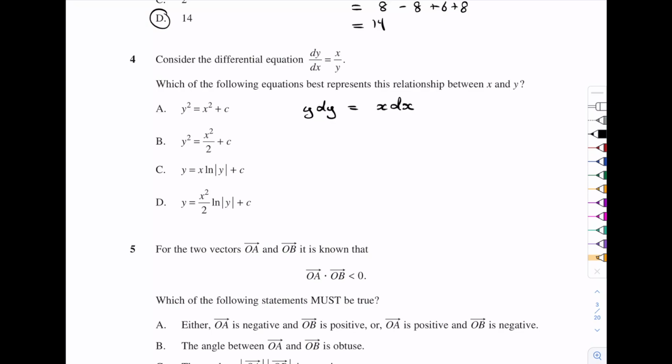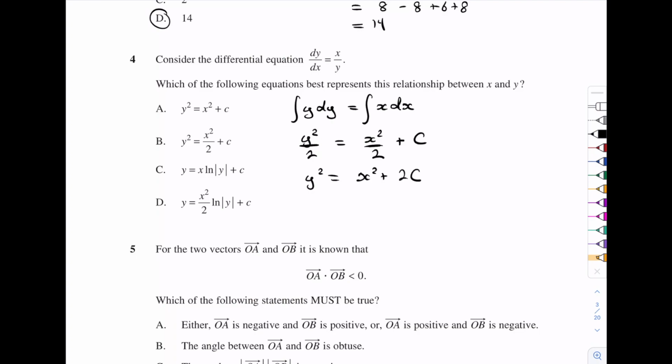And then I'm able to integrate both sides. And I would get y squared on 2 equals x squared on 2. And I need a plus c on either side. It doesn't really matter which side. I'm just going to put it on the right-hand side here. Get a plus c. And I have a look at my options, and none of them look exactly like what I've got, but that's okay, because if I just multiplied this entire expression by 2, I would end up with y squared equals x squared plus 2c.